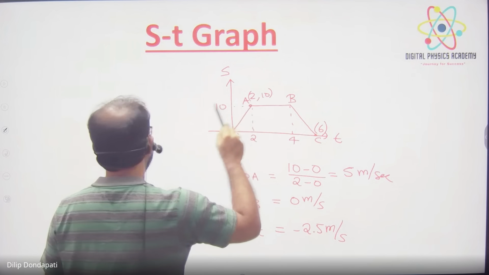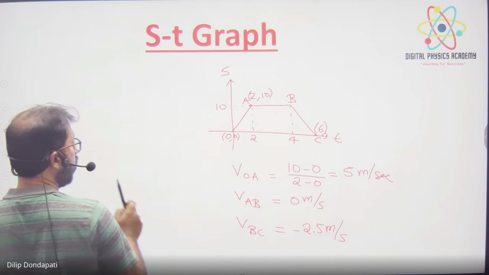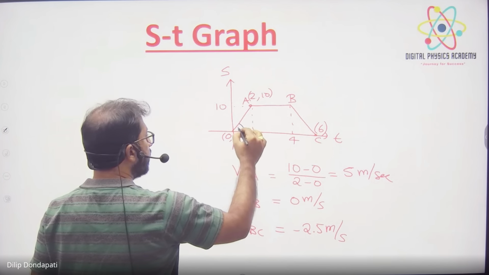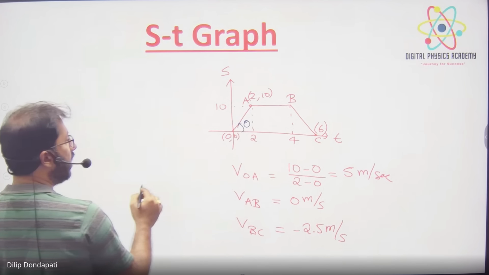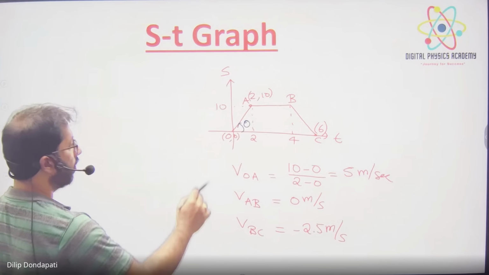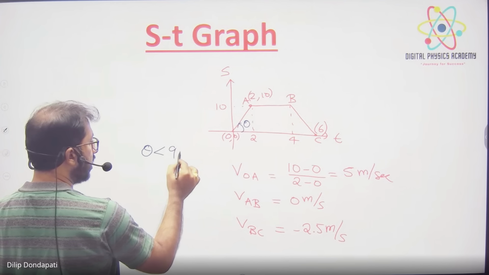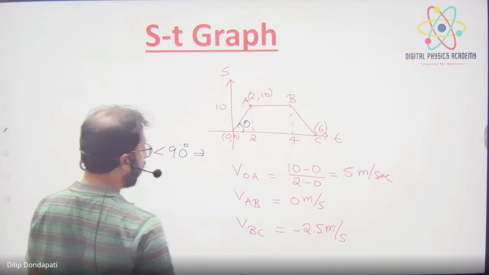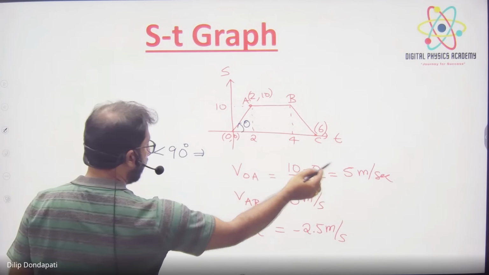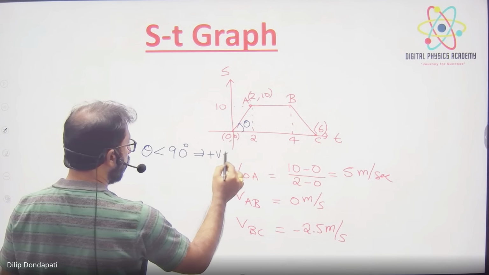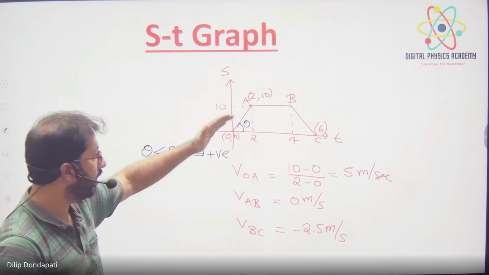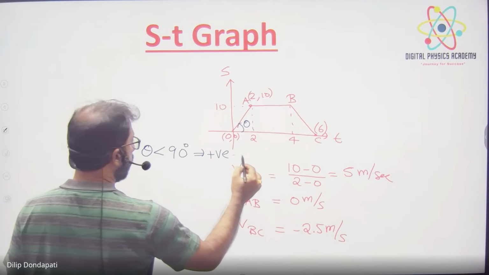OA, I'm talking about OA. If I draw it and want to see the slope, from the x-axis I want to see the angle. This angle theta is less than 90 or greater than 90? Less than. Theta is less than 90. That means the slope value, did you get positive or negative? Plus 5, right? So positive you get. So from this you have to understand that whenever the angle is less than 90, slope is positive.